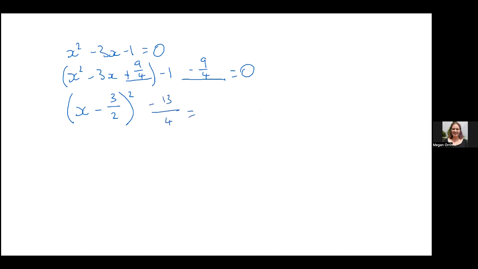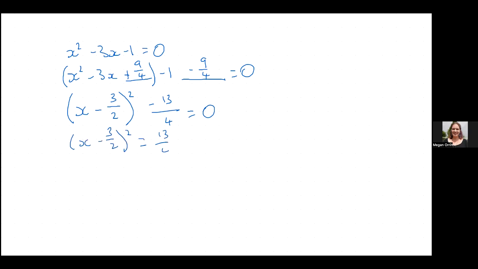And again, we're just going to do exactly what we did in the last question. I'm going to bring that across. So x minus 3 on, oh, actually, you know what? I'm not leaving myself enough room. Why does that keep happening? Let's write a bit smaller. So x minus 3 on 2 squared equals 13 over 4.